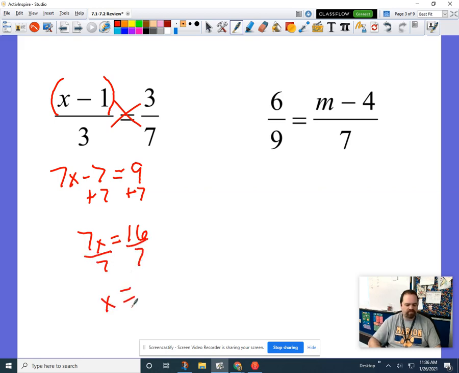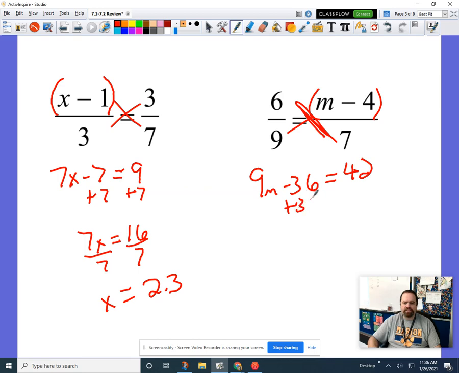So 16 divided by 7, I got 2.3 on that one. Again, the bigger expression, treat it like it has parentheses on it. When you cross multiply, 9m minus 36 and 42 on the right from 7 times 6. Add 36. So I got 9m is 78. Then when you divide, m is 8.7. I realize all of those came out to be decimals. That's not going to be the case once you start doing some of these when they're linked to the triangles a little bit more. So that was 7.1, just solving a proportion.